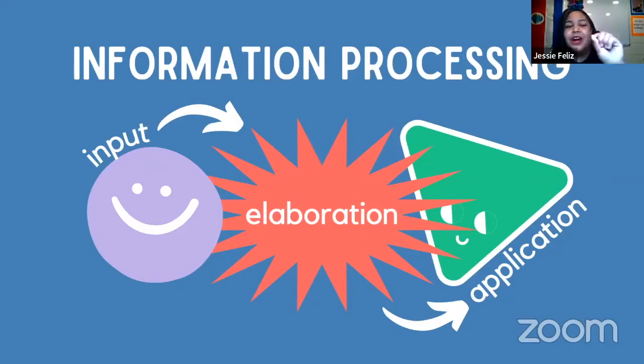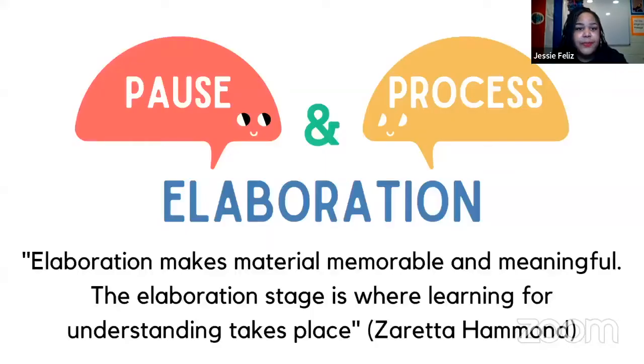However, the part that I want us to give a little bit more soul to, intentional soul and practice, is this elaboration. And this is where the pause and process comes in. Elaboration, this is Zaretta Hammond, the same author of Culturally Responsive Teaching and the Brain. And I love that book because it focuses so much on the neuroscience behind how we process. Elaboration makes material memorable and meaningful. The elaboration stage is where learning for understanding takes place.